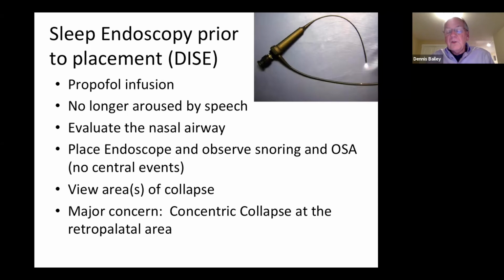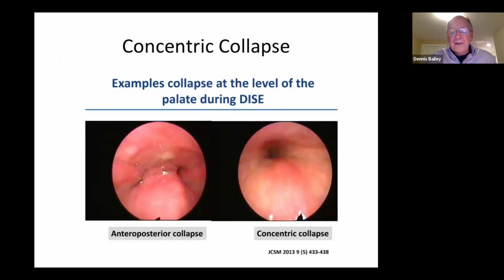Now, this was a new term to me years ago, but I've done a lot of research. This is concentric collapse, out of the Journal of Clinical Sleep Medicine, 2013. Here we see the retropalatal area: the uvula, soft palate, posterior pharyngeal or hypopharyngeal wall, and we see an AP closure, okay? Here we see concentric collapse. Here, the entire aspect of the airway, unlike this, is collapsing inwardly and AP. So it's a combined AP lateral collapse, making the airway act almost like a sphincter.